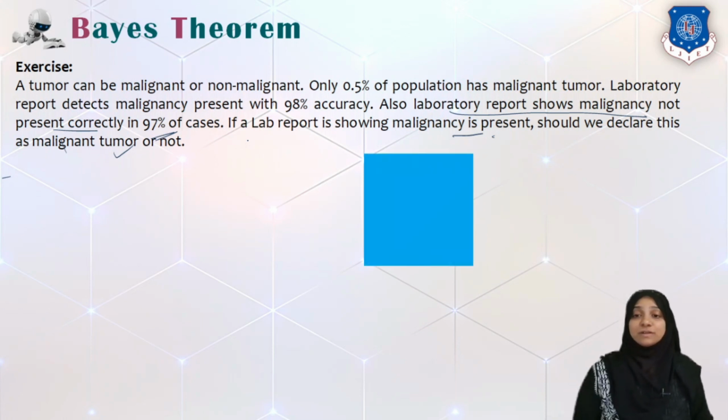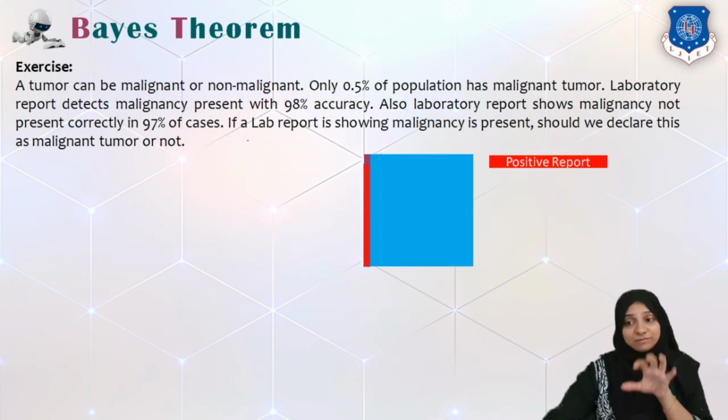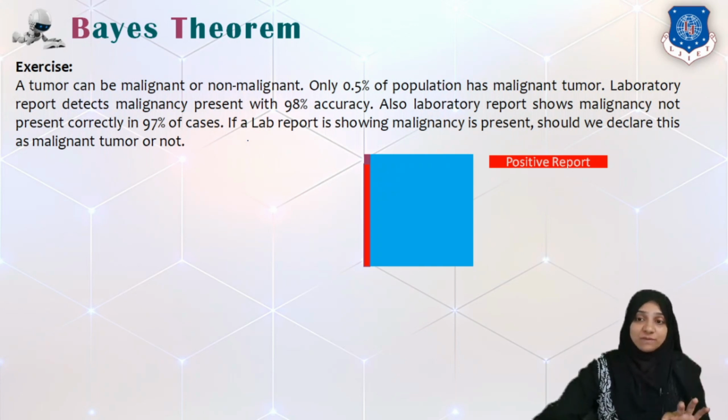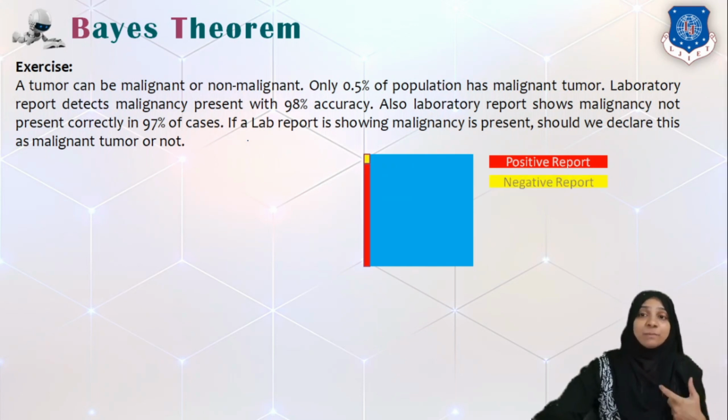So in order to solve this particular case, let us assume this is the population. And out of this population, only 0.5% gets a malignant tumor. And out of this malignant 0.5% population, positive reports are correctly detected with 98% accuracy. So this red part is your positive report. So it is 98% on the left hand side. So negative reports are already 2%.